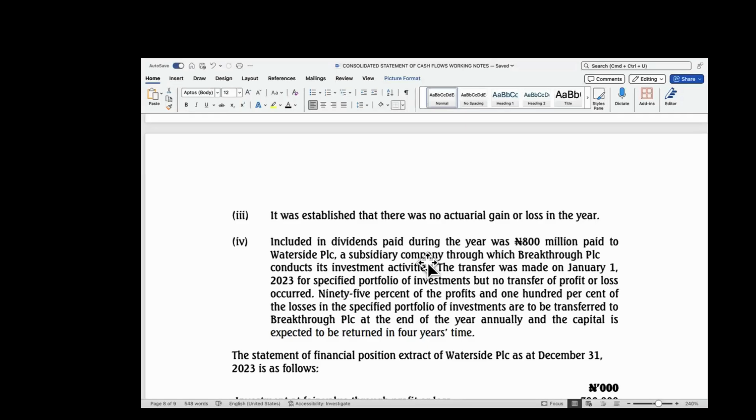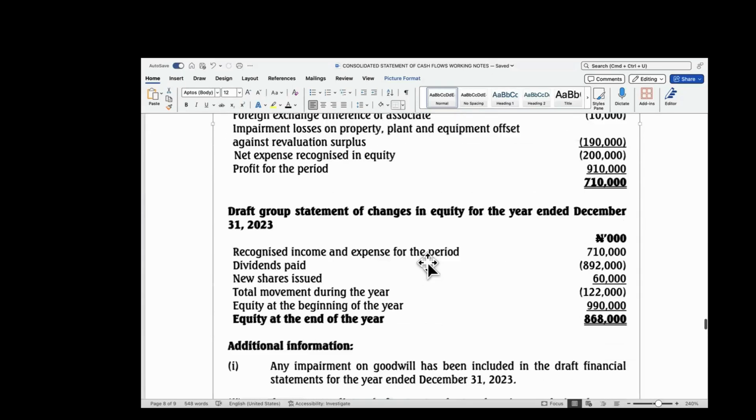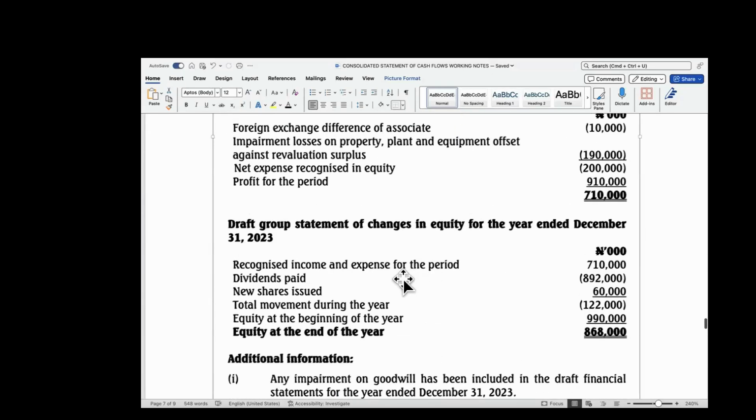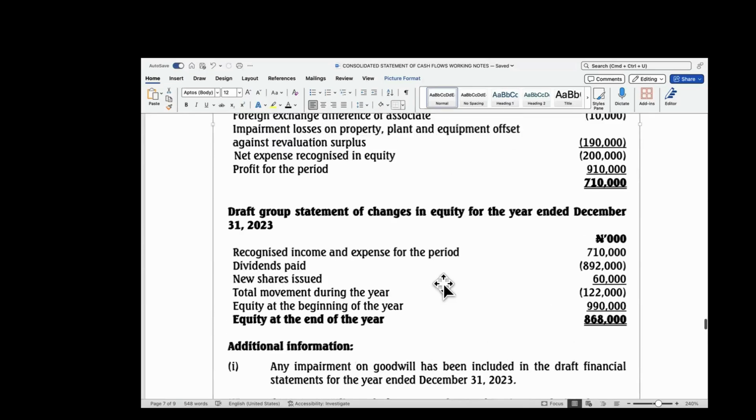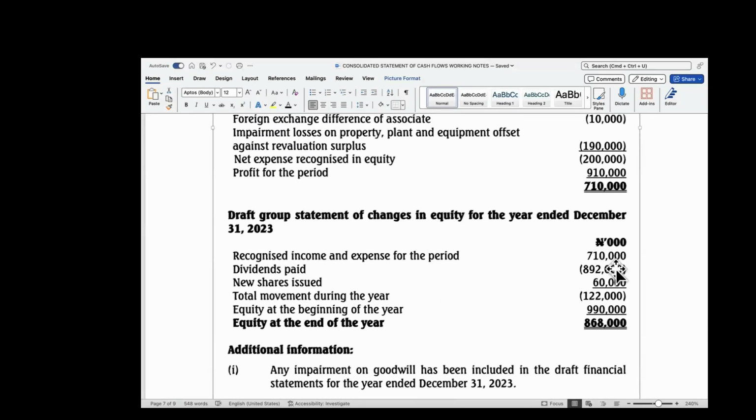Okay, hold on. Let's look at this statement together. I think there was a dividend paid here. Yes, there's a dividend paid of 892 million. And when you see dividend paid in the books of a parent, it really reflects the dividend that the parent paid to its own shareholders. That's what dividend paid will reflect. So that is a cash element. It's a dividend it paid to its shareholders.